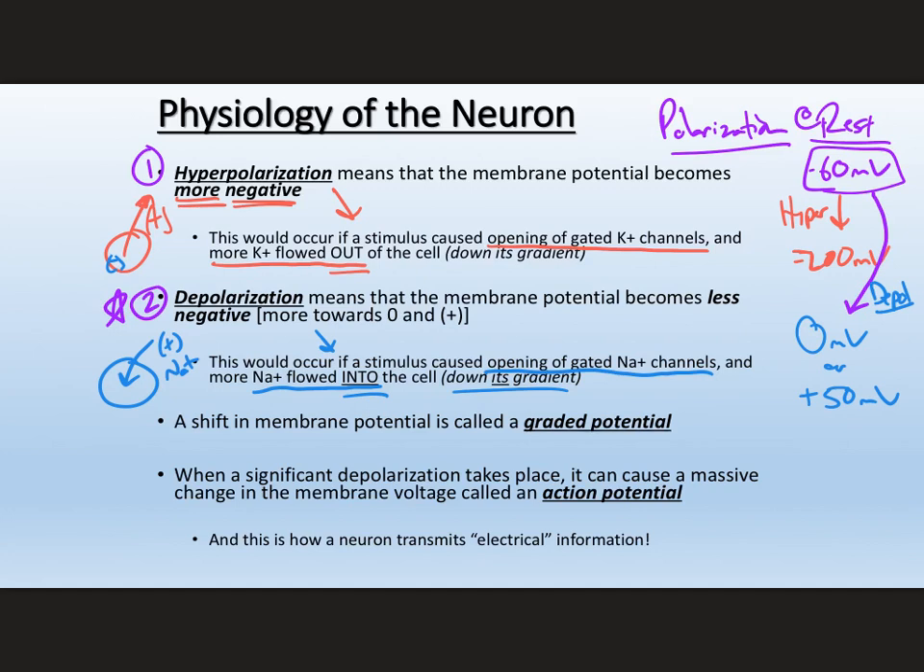Now we'll come back to that in just a second. Any kind of shift in membrane potential is called a graded potential. And if there is a significant depolarization, we call that an action potential. A massive change in the membrane voltage. An action potential can be very quick and very sudden, but it is the way that a neuron moves information down its axon or down the length of the cell. Now I'm guessing that your head is just spinning at this point, but just try to stick with me.